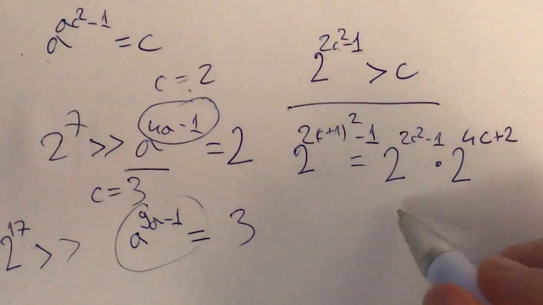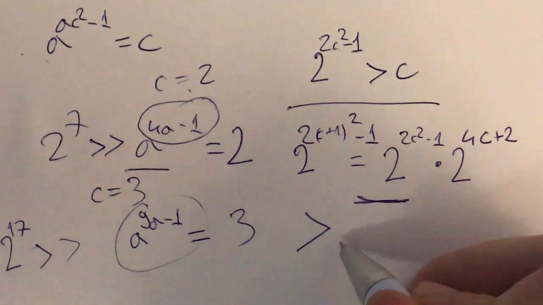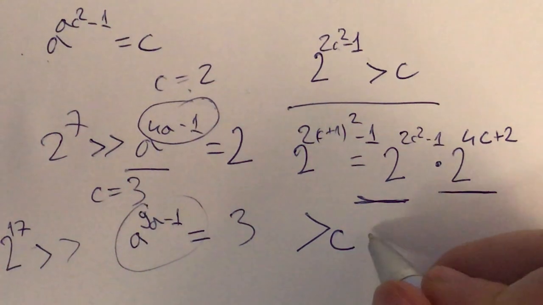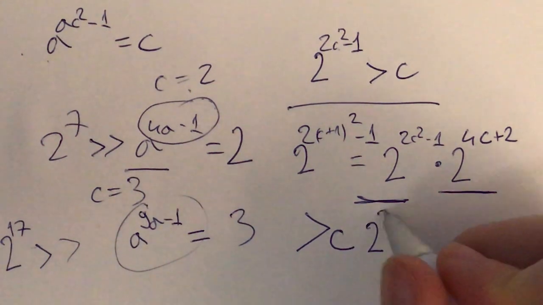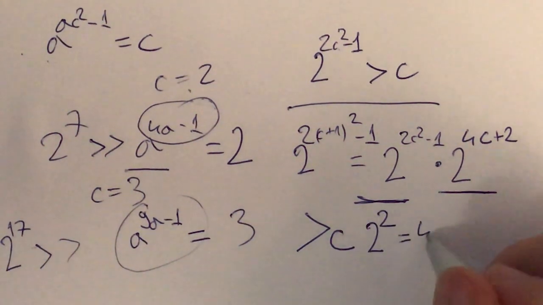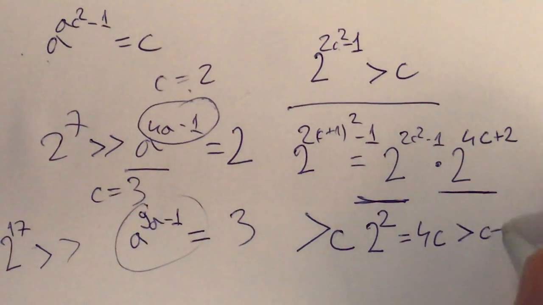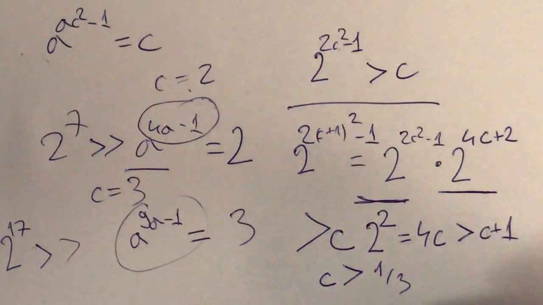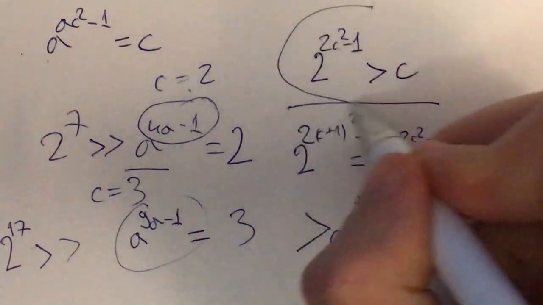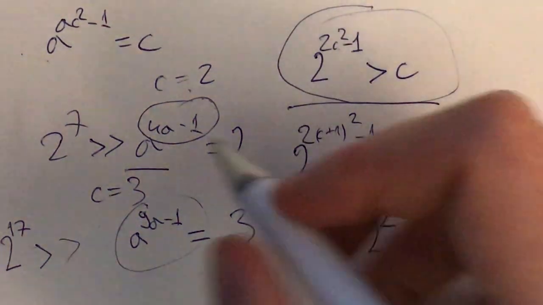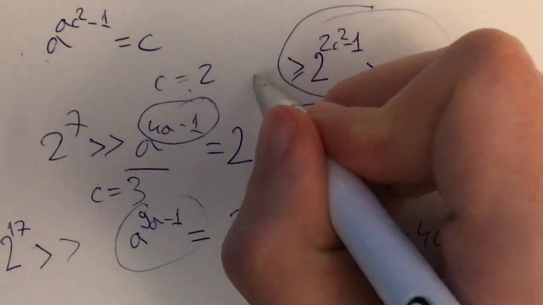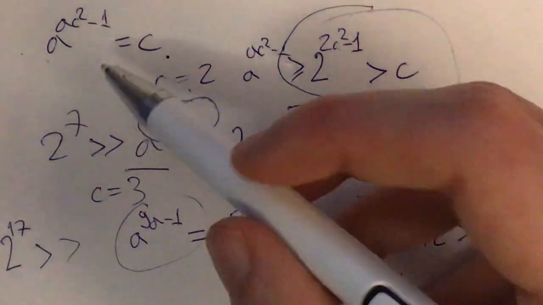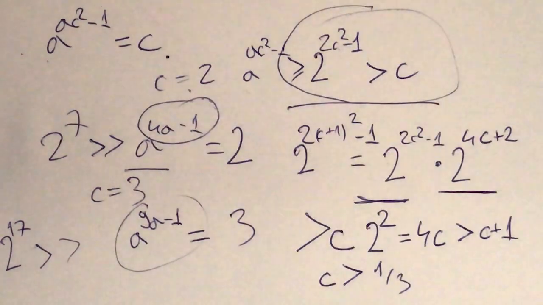And now, this thing right here is greater than c, and 2 to the power of 4c plus 2 is greater than 2 to the power of 2, which is equal to 4, which is greater than c plus 1, for c greater than 1/3. And now we're done. We have proved that this whole thing is greater than c, and this thing is less than or equal to a to the power of ac squared minus 1. So this case, a dividing b, does not work out.